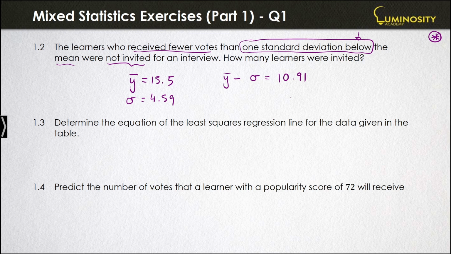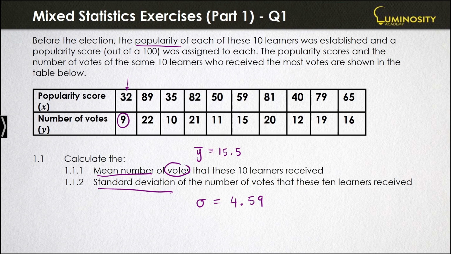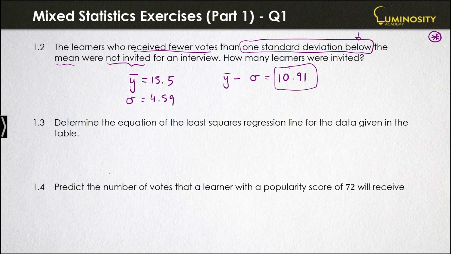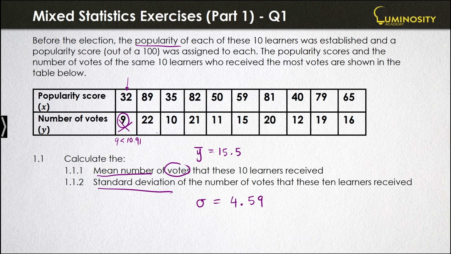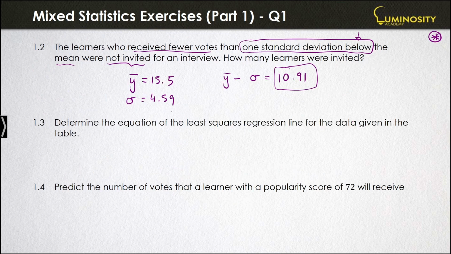So now all of those students were not invited if that's how many votes that they got, if they got less than that. So if you go up to your table, 9 fails because that is below 10.91. So that one won't work. 22 is above, 10 is below because 10 is less than 10.91. So that won't work. 21 will work, 11, 15, 20, 12, 19, and 16. So 8 out of the 10 learners were invited because they lie above that one standard deviation below the mean.